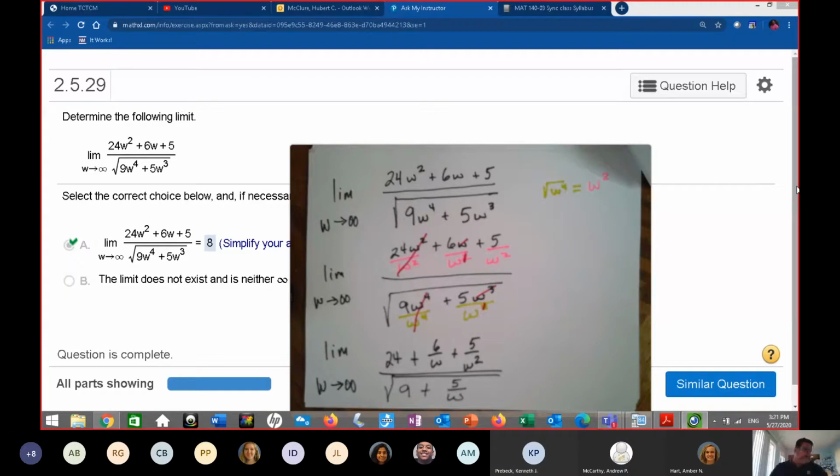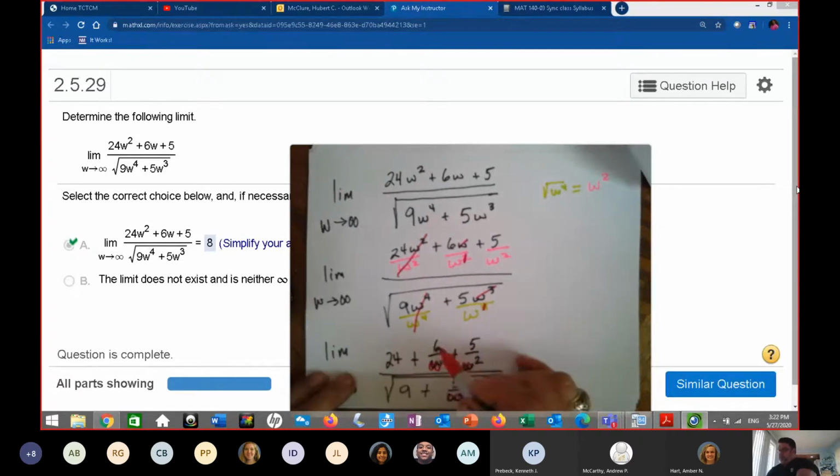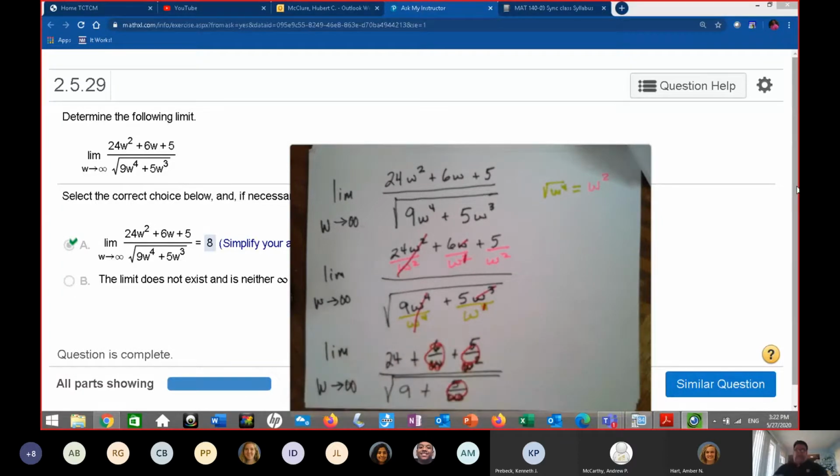Now, what happens? I'll take my red pen. That's 6 over w. When you put an infinity there, an infinity there, and an infinity here, what happens? They all go to what? They all go to 0. And that leaves you with 24 over 3, which is 8.